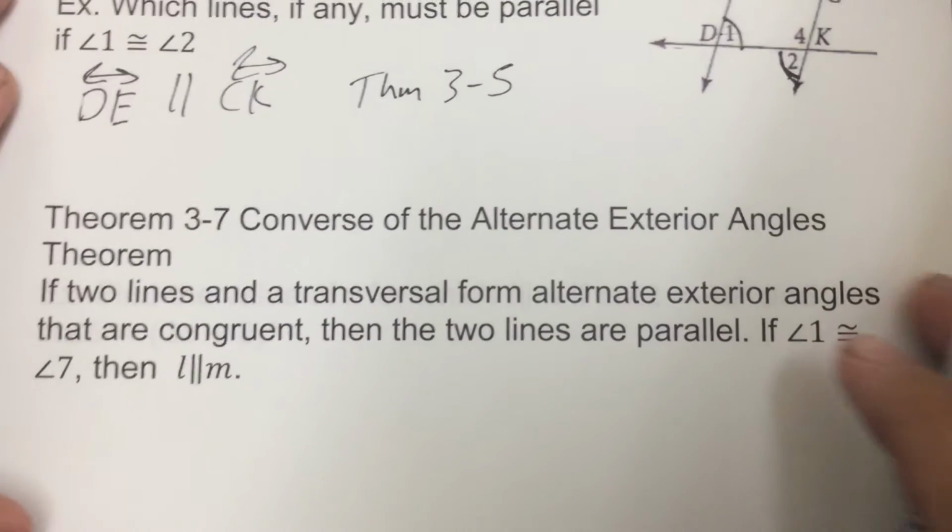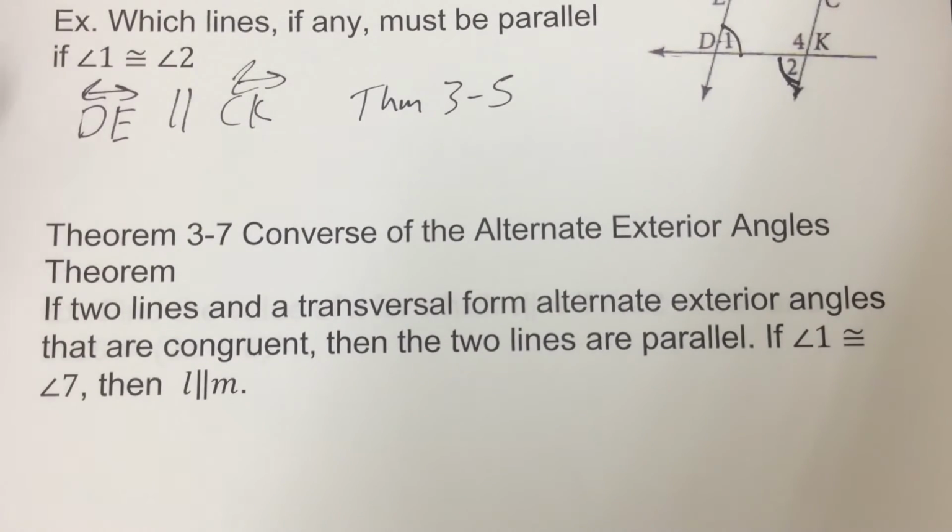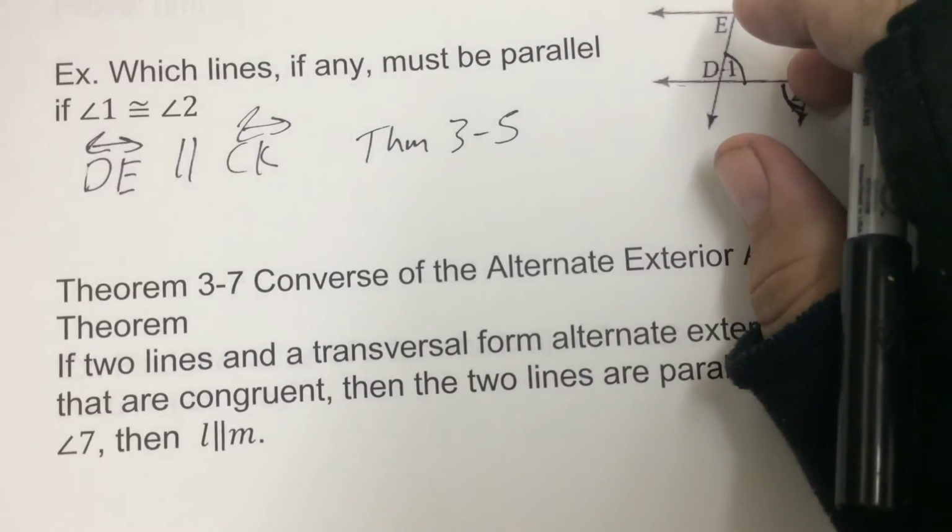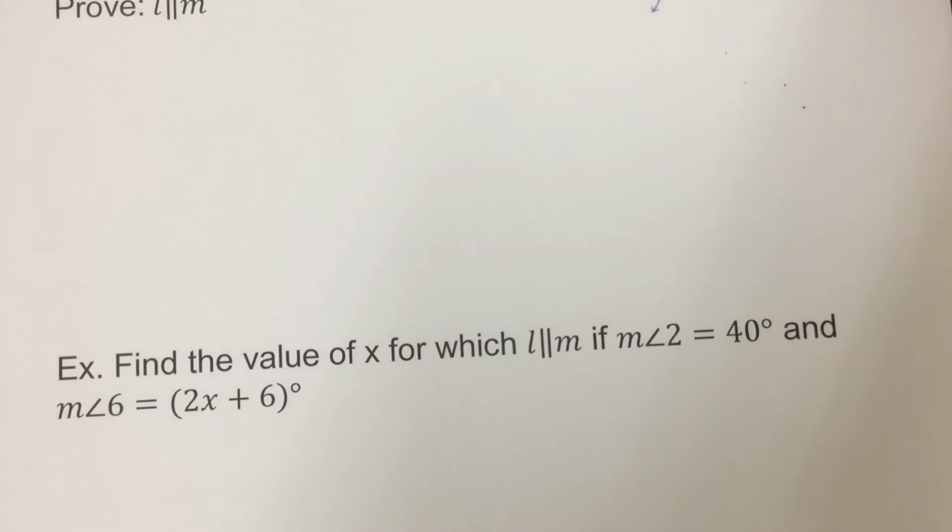So with that being said, we have theorem 3.7, which is the converse of alternate exterior angles theorem. So again, converse, so here we're saying that if we have alternate exterior angles that are congruent, then we know the two lines are parallel. So 1 and 7, which are not on this diagram, but on the next diagram.